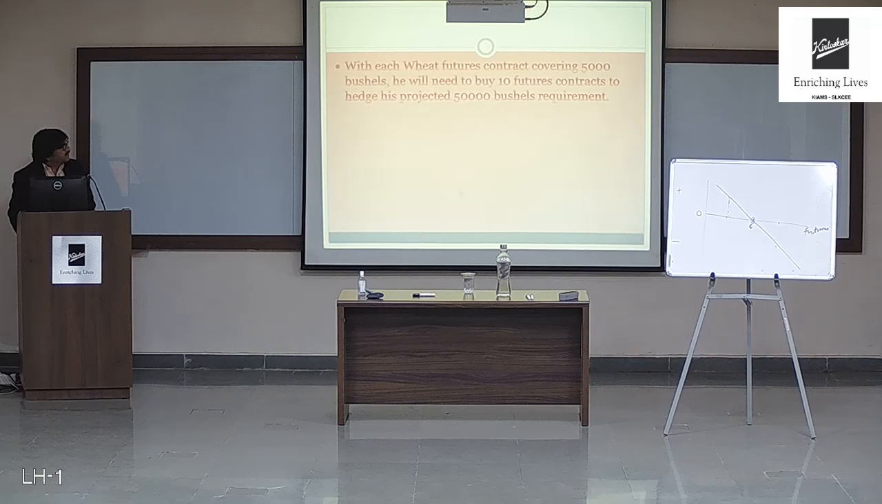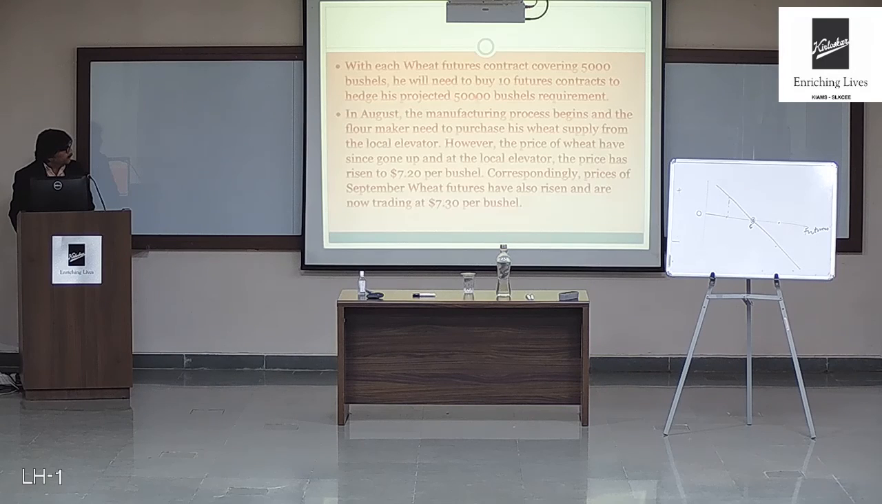So now what happens? Each futures contract covers 5,000 bushels. He will need to buy 10 futures because he needs to buy 50,000 bushels. In August, the manufacturing process begins and the flour maker needs to purchase his wheat supply from the local elevator. However, the price of the wheat has gone up and has risen to 7.2 per bushel in the spot market. Correspondingly, as the underlying price has increased, the futures price has also increased, and the futures are now trading at 7.3 per bushel. So the futures market is also fluctuating and has gone from 6.7 earlier to 7.3.